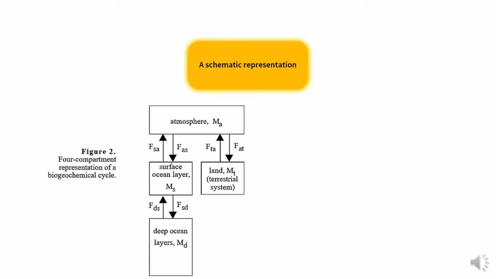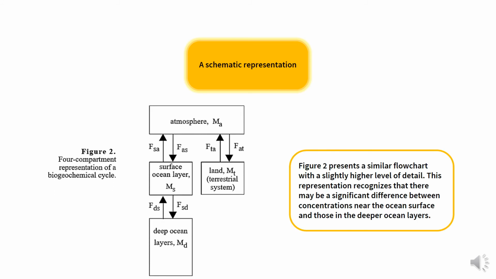Figure 2, a 4-compartment representation of a biogeochemical cycle. This figure presents a similar flowchart with a slightly higher level of detail. This representation recognizes that there may be a significant difference between concentrations near the ocean surface and those in the deeper ocean layers.